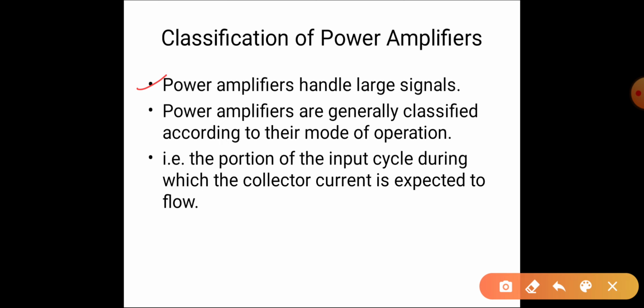What is the mode of operation? That is the portion of the input cycle during which the collector current is expected to flow. As earlier we have seen in voltage amplifiers, the collector current flows for the full 360 degrees of the input signal, means what? Positive half cycle and negative half cycle.